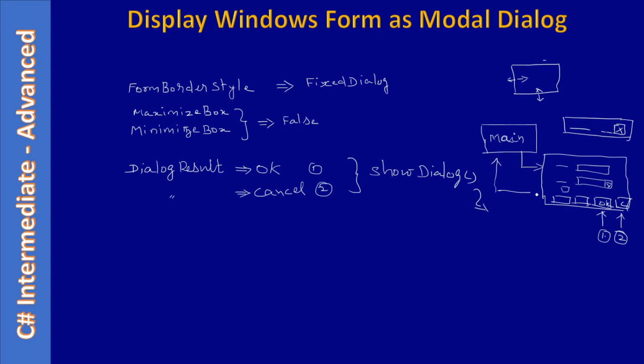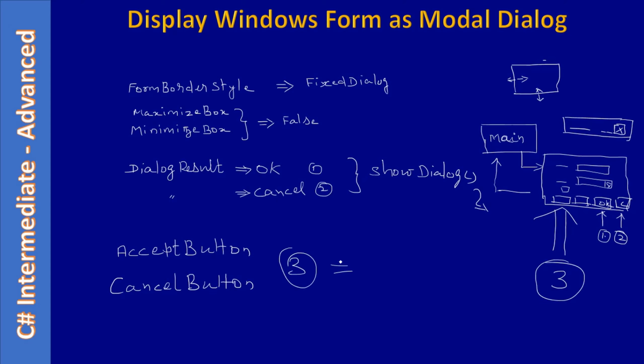1 and 2. These are all the properties for the button that are present in the modal dialog. Then we are going to see some properties for the dialog itself. AcceptButton and CancelButton properties. If you see AcceptButton, we will assign the OK button, and for CancelButton we will assign our cancel button. OK and cancel button. So these are all the properties of the form.